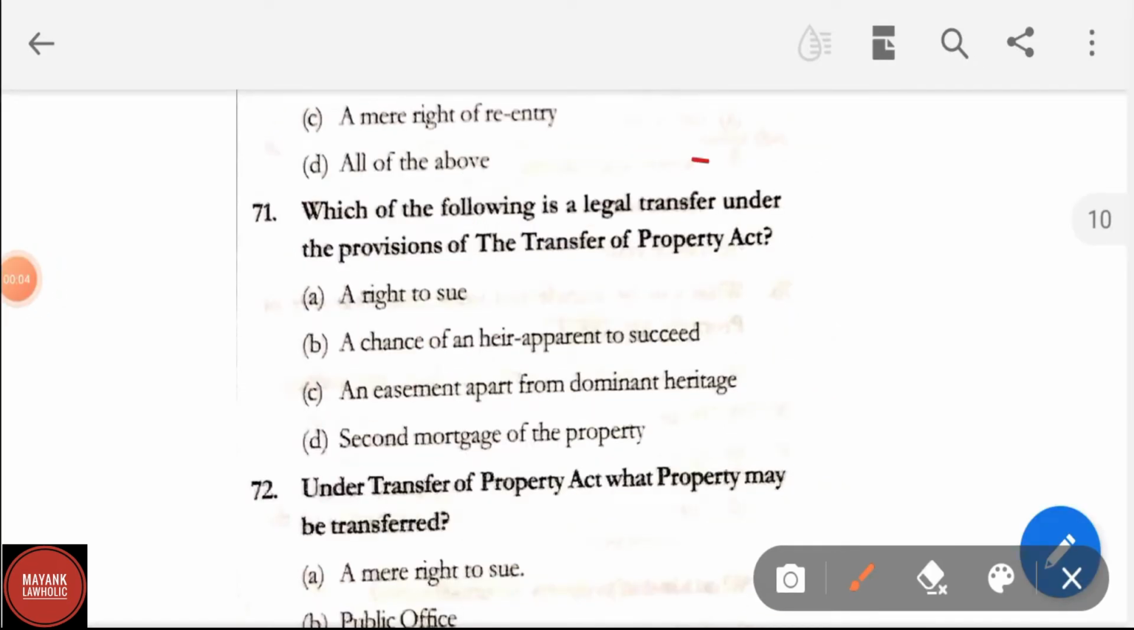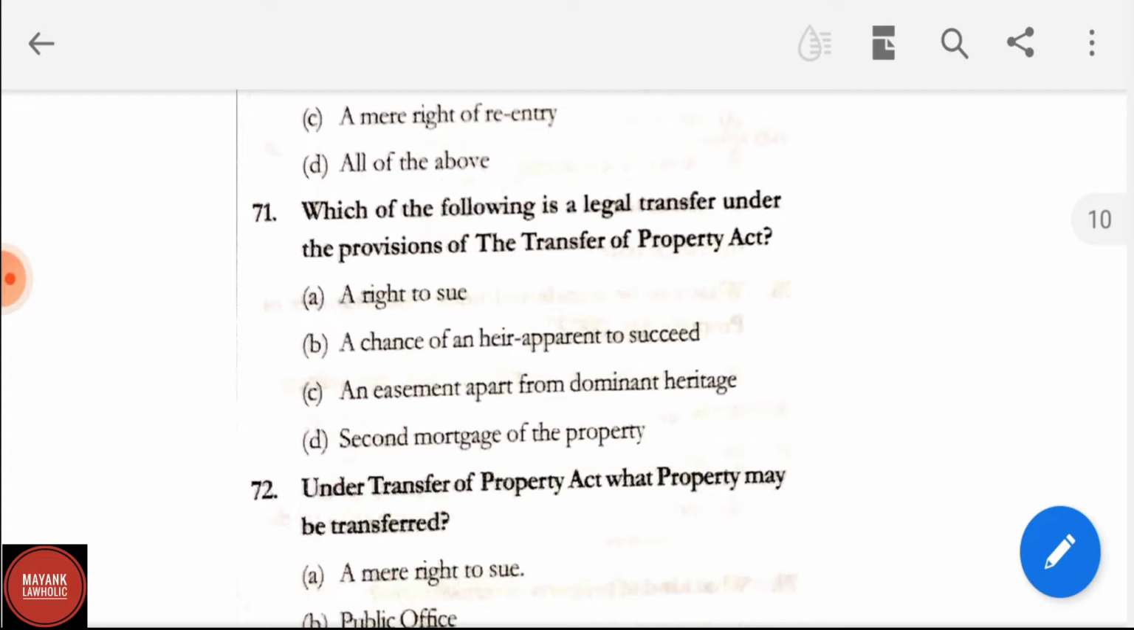Question number 71. Which of the following is a legal transfer under the provisions of TPA? A right to sue, a chance of an heir apparent to succeed, an easement apart from the dominant heritage, second mortgage of the property. Here the correct answer is option D, that is second mortgage of the property.